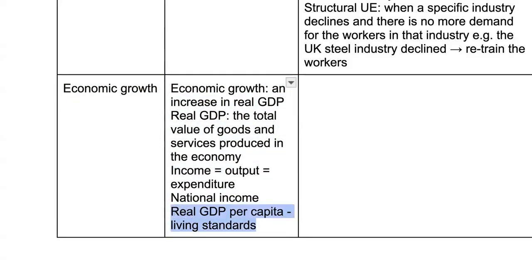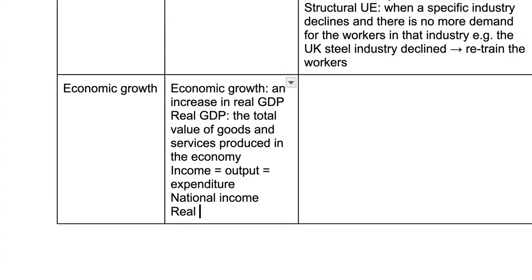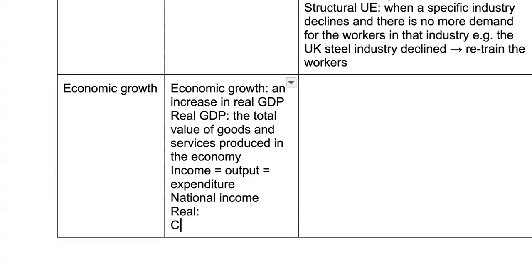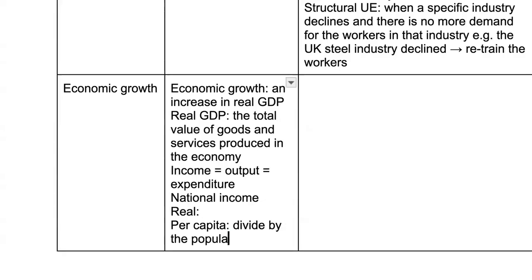But what does the word real mean in economics? And what does the word per capita mean in economics? Doesn't it mean per person? Per capita is per person, so just divide by the population and you'll get your per capita number. So if GDP is something billion, then you divide it by the population, you're going to get about £30,000, which is the real GDP per capita in the UK. And that's also the average income per person in the UK as well.